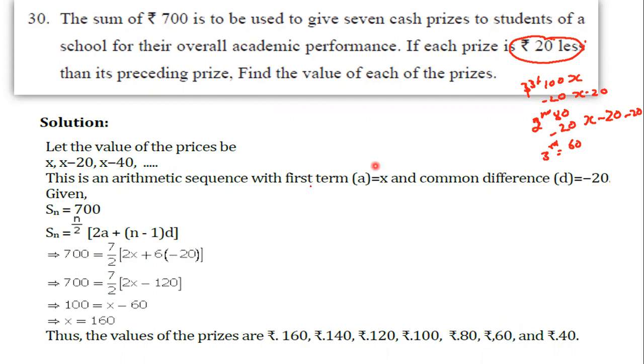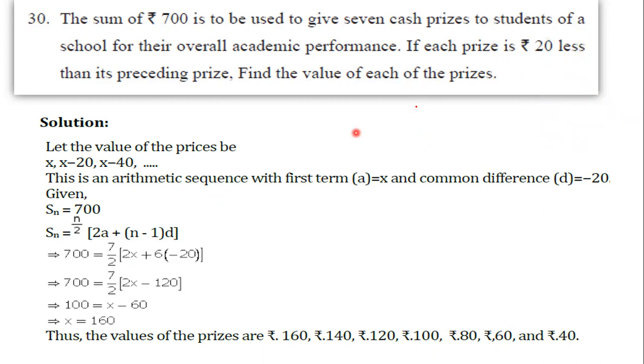So this is how to find the values of each of the prices. You need to find out all 7. Okay. Don't stop here. You need to write this also. This is also very important. Here they clearly mention: find the value of each of the prices. Each means you need to find out first, second, third, up to 7. Okay. Next question.